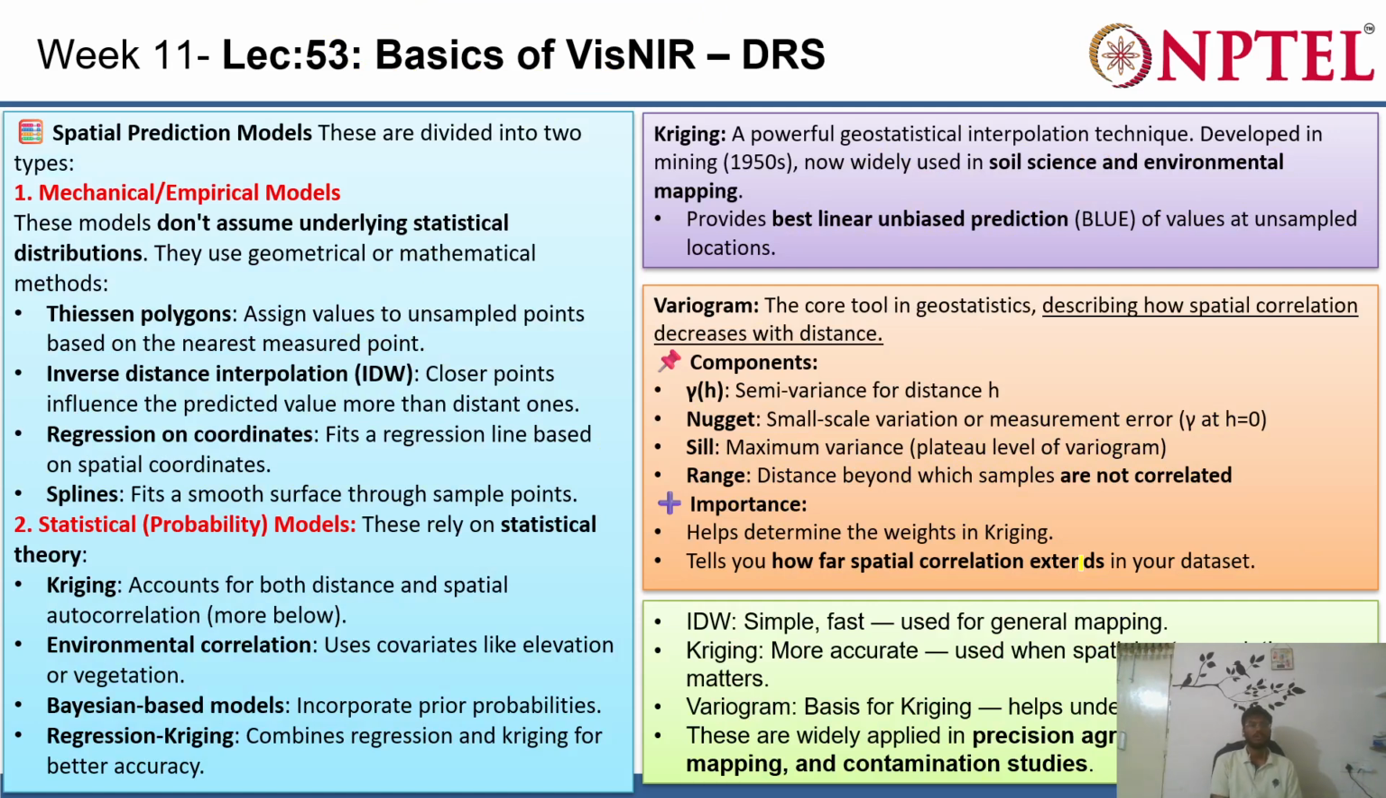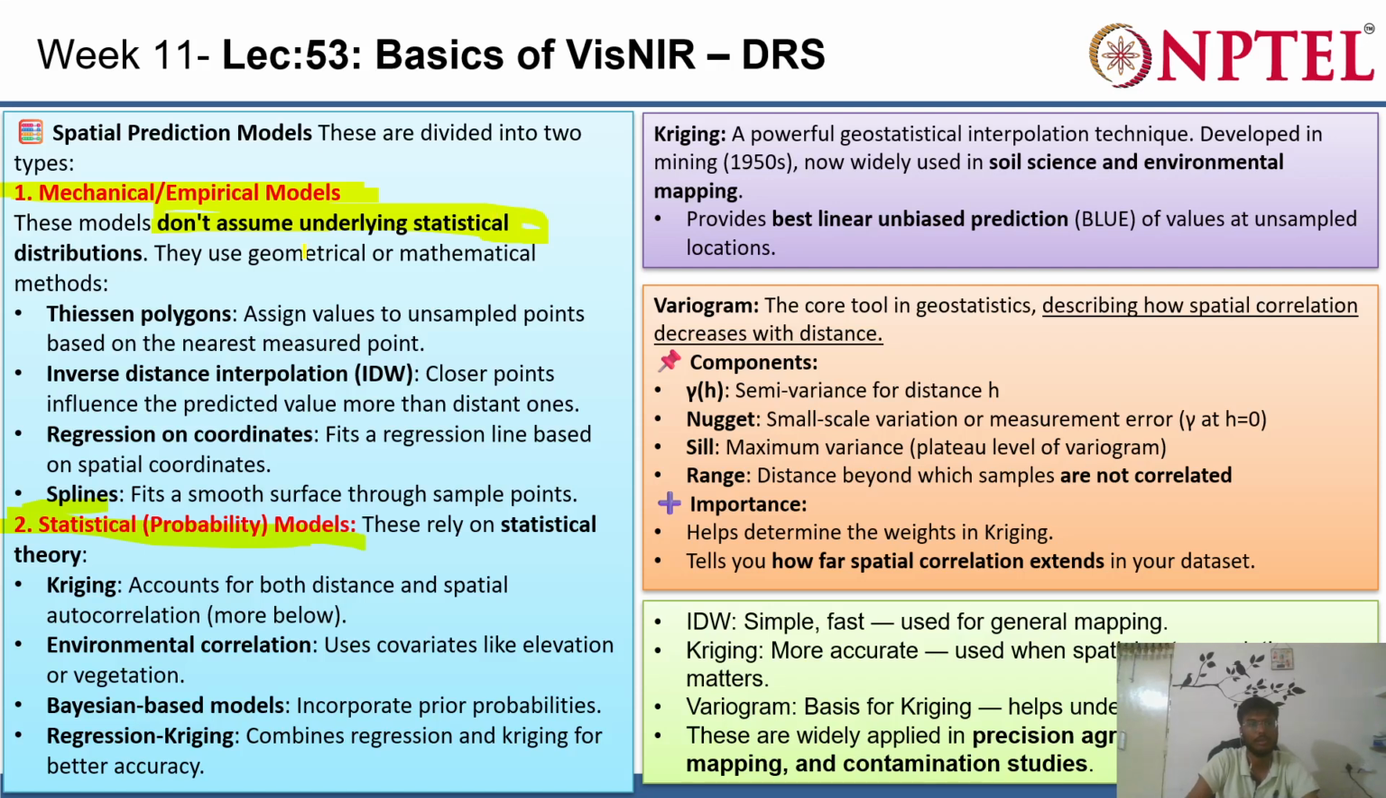And then we have started talking about the basics of visible near infrared DRS. Before that, we talked about spatial prediction models, which are divided into two types: mechanical or empirical models, and statistical or probabilistic models. So the empirical or mechanical model doesn't assume an underlying statistical distribution. Okay, so it is not about statistical distribution.